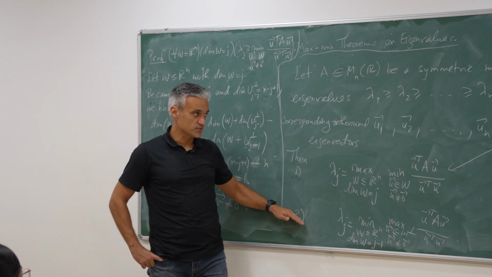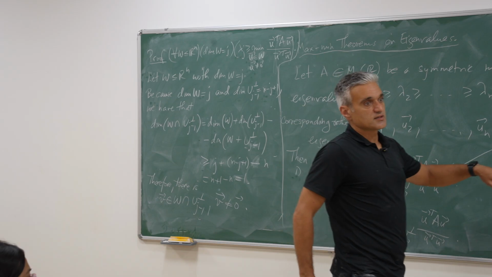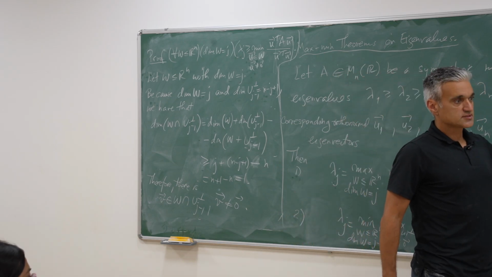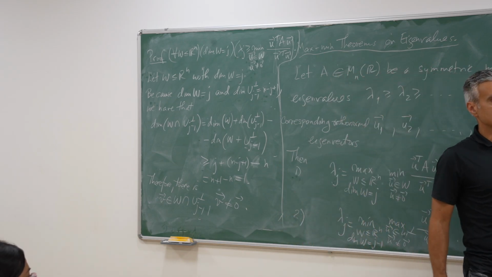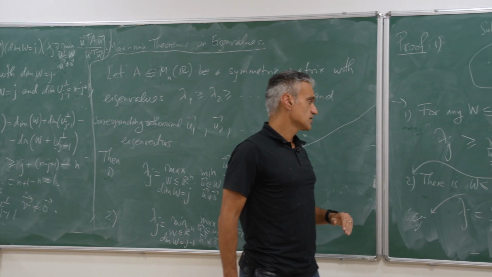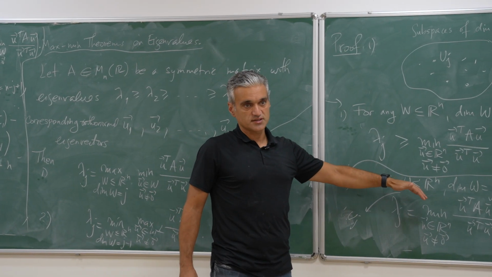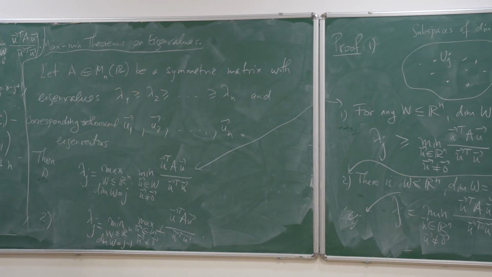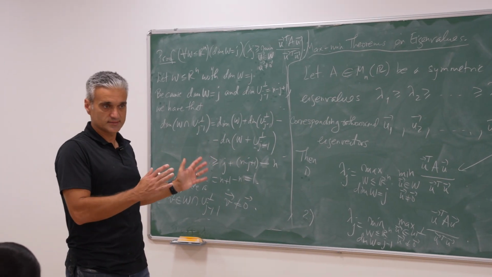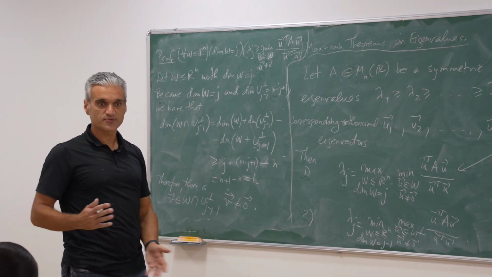Like for the proof of this second part, again, you break it down into two things. Some general inequality for any subspace of dimension so and so, you do this. And then there is a subspace such that equality happens. And that subspace, again, you get it from certain extreme eigenvectors, the ones to the left or the ones to the right.